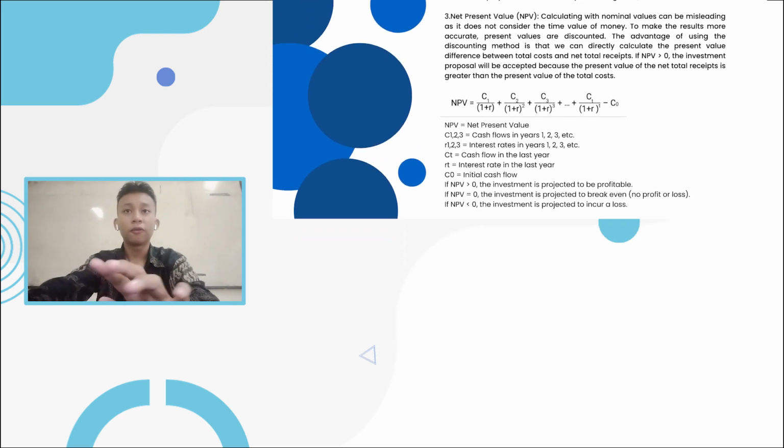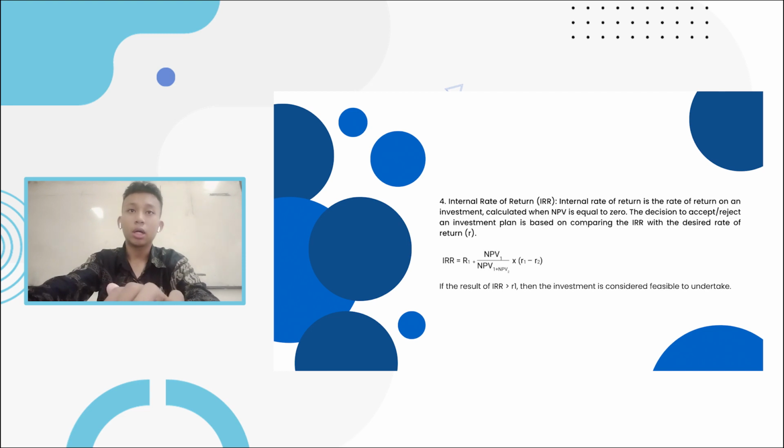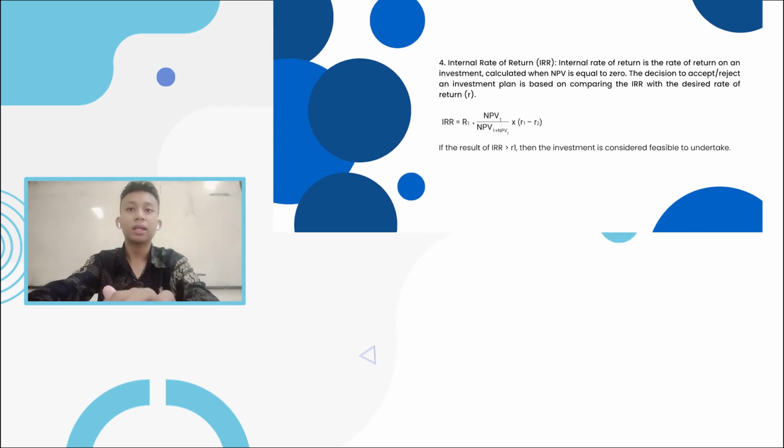Okay. Fourth, internal rate of return, IRR. Internal rate of return is the rate of return on an investment calculated when NPV is equal to 0. The decision to accept or reject an investment plan is based on comparing the IRR with the desired rate of return. If the result of IRR is more than R, then the investment is considered feasible to undertake. Okay, the next slide.